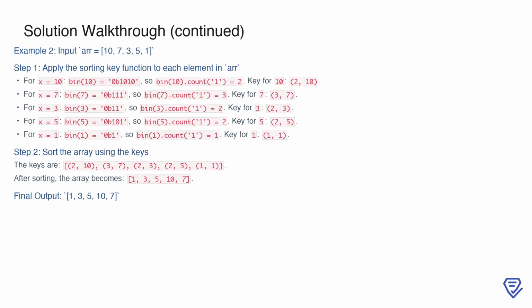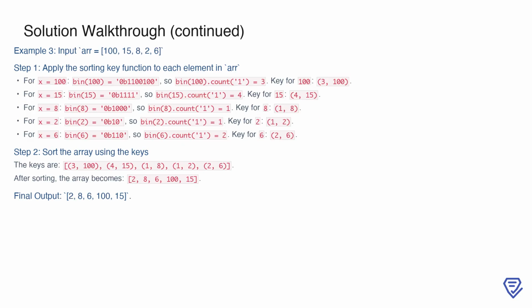The keys in order are 2, 10, 3, 7, 2, 3, 2, 5, 1, 1, and after sorting by these tuples, the array becomes 1, 3, 5, 10, 7. This is the final output for this example.